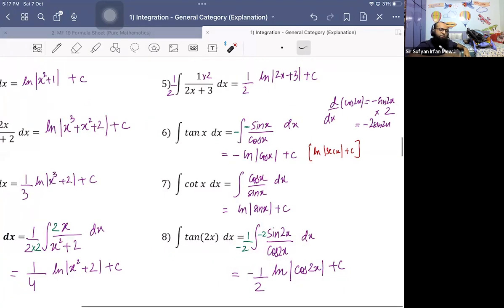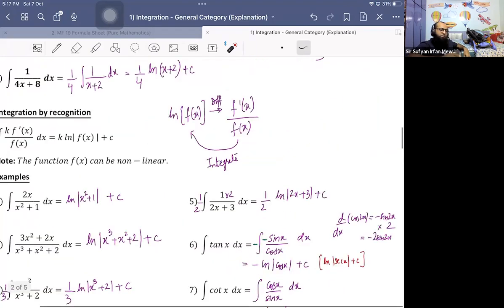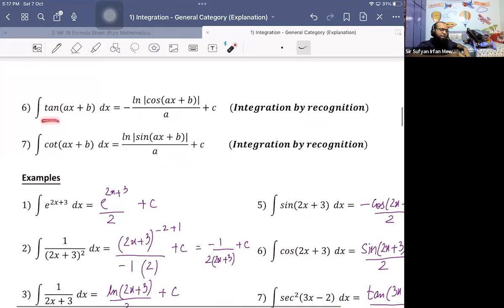Now, based on example 6 and example 8, if we look at the rule that I've written over here, tan ax plus b is minus ln cos ax plus b upon a plus c. So this means that if there's a linear function with tan, then tan angle gets converted to negative ln cos angle, but the differentiation of the angle will also be divided, and because the function will always be a linear function, it is always going to be the coefficient of x. So in this case, it's a. So minus ln cos ax plus b upon a plus c.